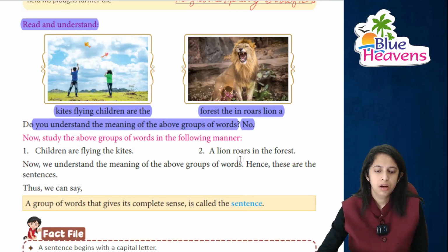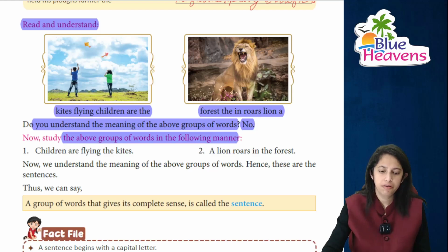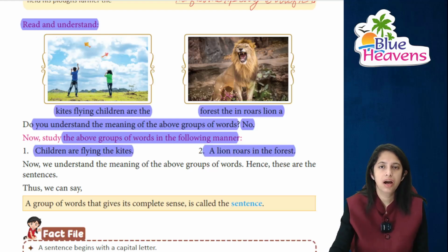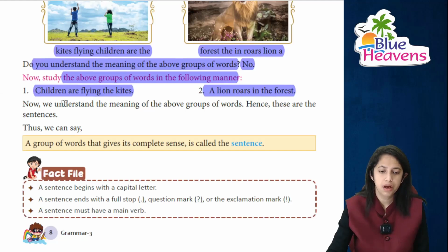Right. Now we will be studying the above group of words in the following manner. First is that children are playing the kites. Children जो हैं वो kite उड़ा रहे हैं. A lion roars in the forest. और lion क्या कर रहा है? Roar कर रहा है forest में. Now we understand the meaning of the above group of words.